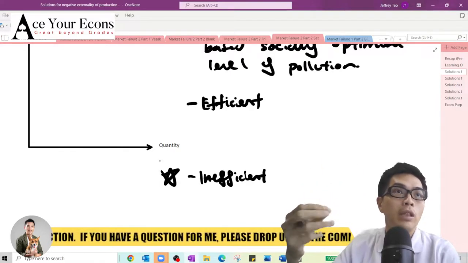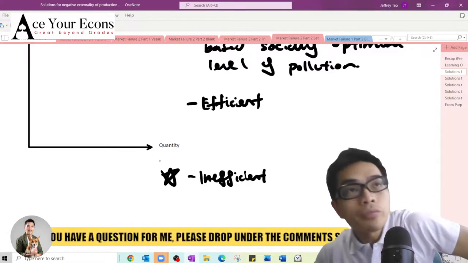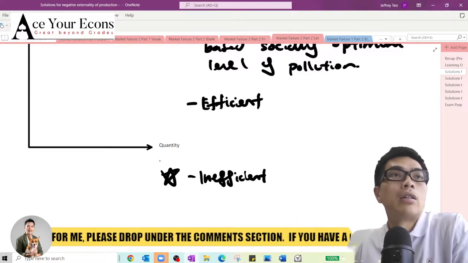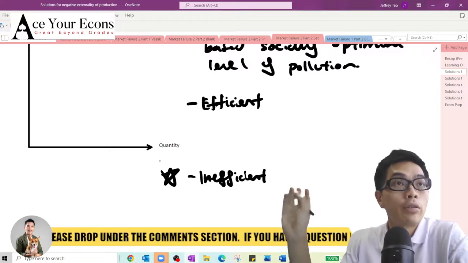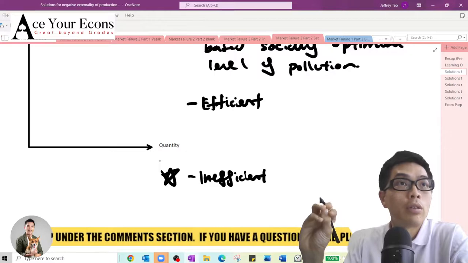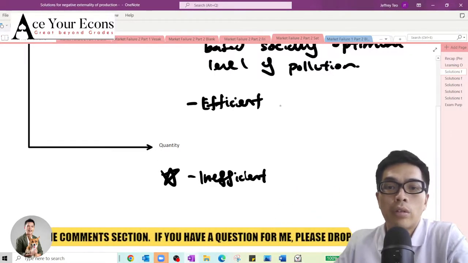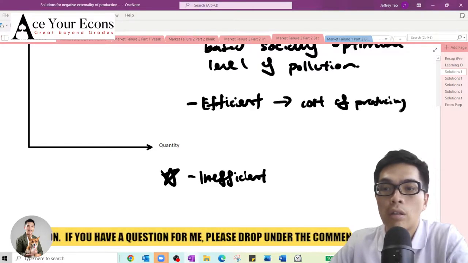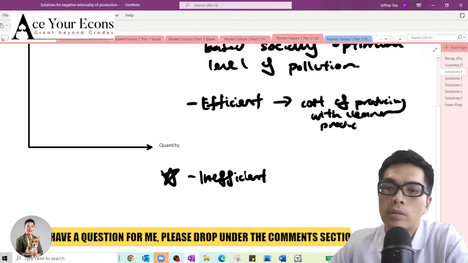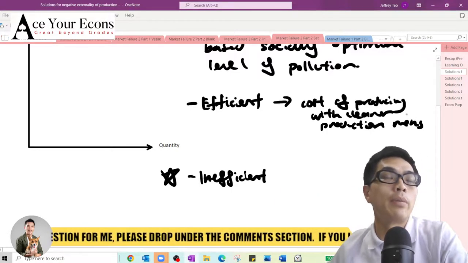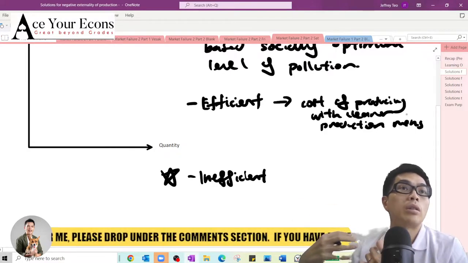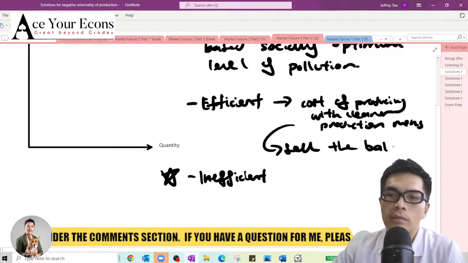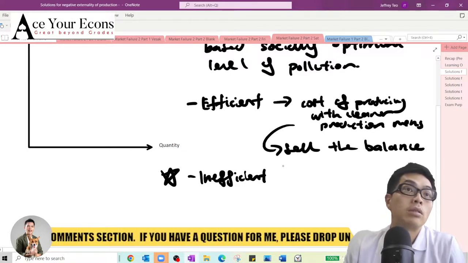All right, so we have two profiles of firms. Efficient firms means that they probably don't need so many permits, or they probably find that investing in R&D, investing in cleaner means is cheaper than using the permit. They find it cheaper to use cleaner production means. So what do they do? If they find that the cost of producing themselves with cleaner production means is lesser than the permits, then they will choose to produce on their own, because they don't need so many permits. And they will sell the balance to inefficient firms for economic profit.